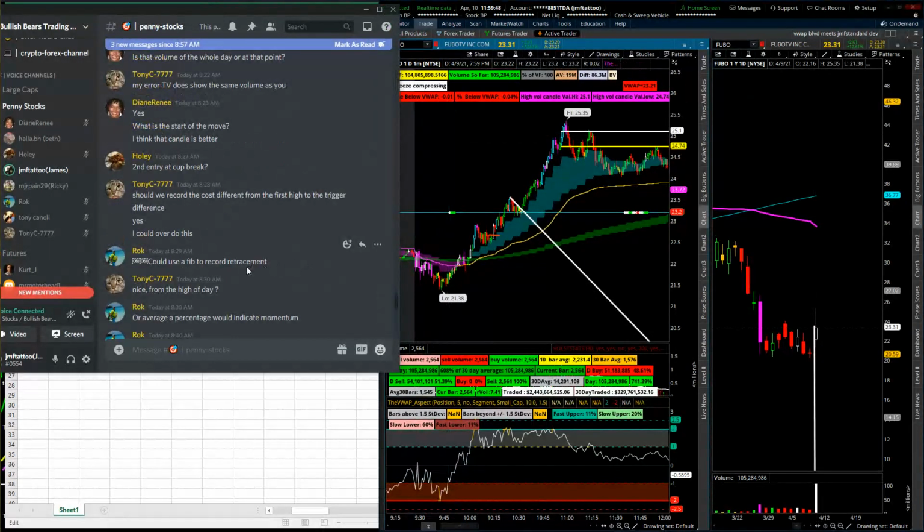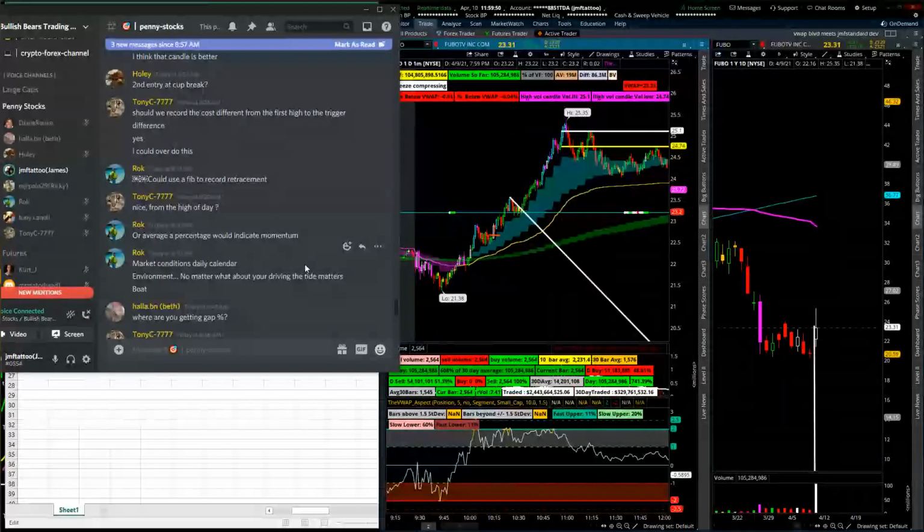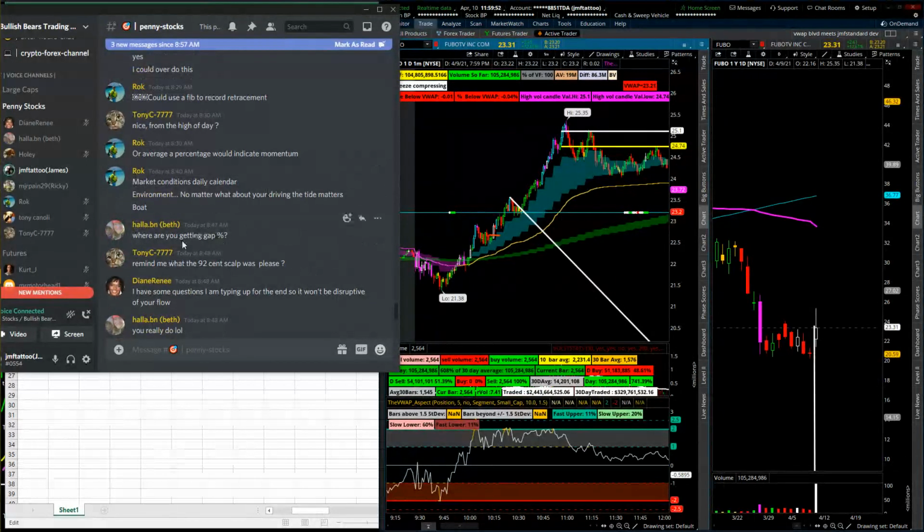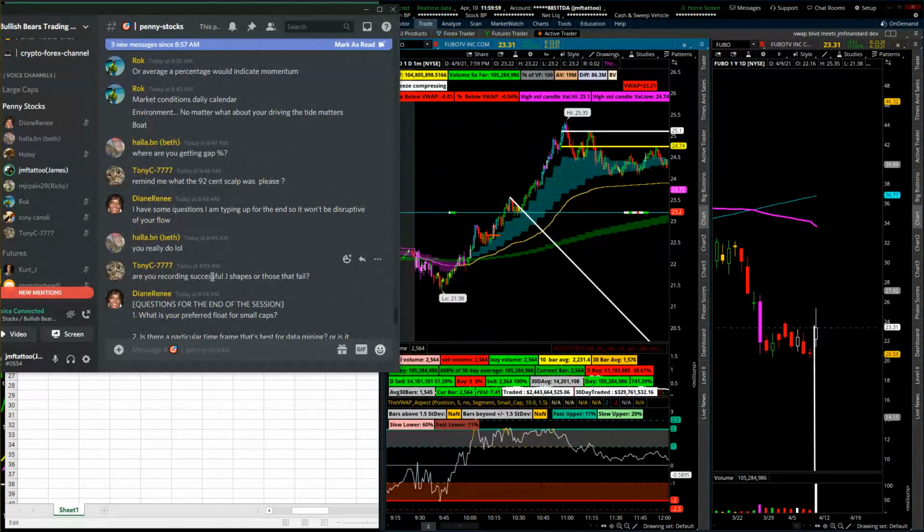Okay, I could overdo this. See, that could be fib retracement average percentage. Driving SPY, what do you get? Scalp. I have some questions I'm typing up at the end. Recording successful J shape. Are you recording successful J shapes or those that fail? I'm recording every time I see it, Tony. Yes, I want to know failures. 100%. Can't get the other side of the data set if you don't track the failing ones as well.